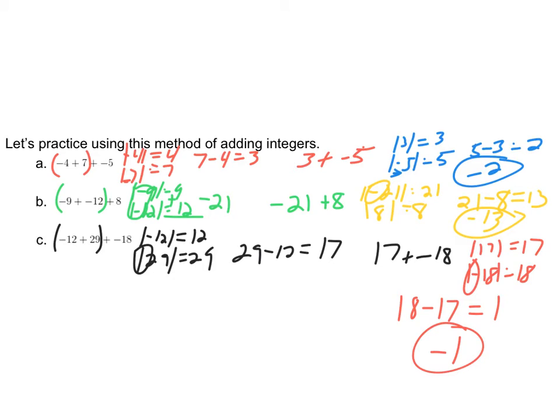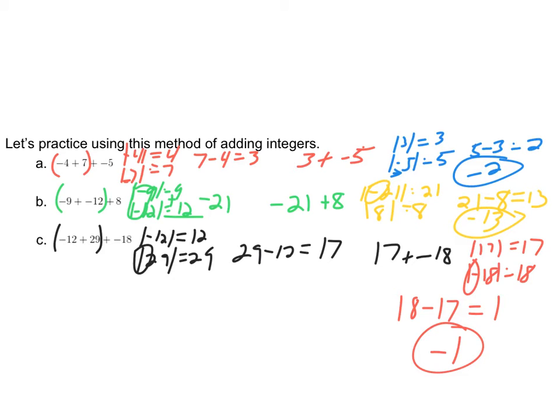For the last one, I combine -12 plus 29 first. Absolute value of both is 12 and 29. Since they're different signs to start out with, one positive, one negative, I subtract 29 minus 12 and I get 17. 17 stays positive because the larger absolute value started off as a positive number.